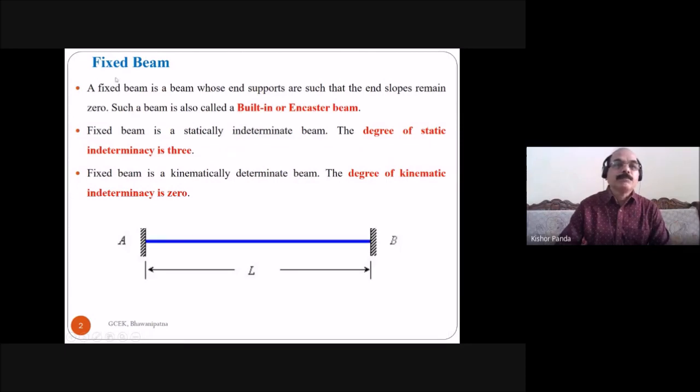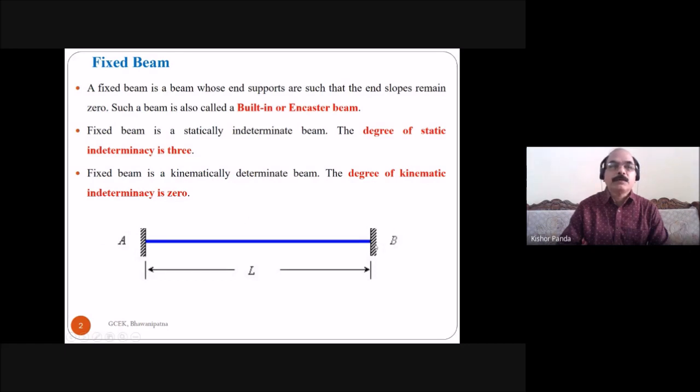You know what is a fixed beam? A fixed beam is a beam whose end supports are such that the end slopes remain zero. Such a beam is also called built-in or encased beam. So this end is fixed and this end is fixed or built-in. So this type of beam is called the fixed beam or built-in beam or encased beam. And the fixed beam is a statically indeterminate structure, or statically indeterminate beam.